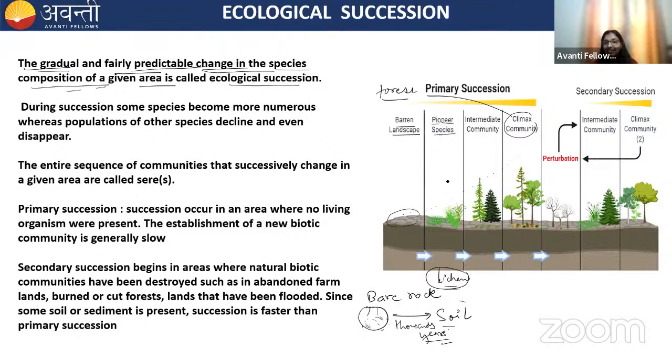After the pioneer species, there's an intermediate community. The last one is the climax community, which is the stable community. These intermediate communities are also known as the serial community, and we also call it the transitional community. And this entire sequence, which includes the pioneer community, the intermediate or transitional or serial community, and the climax community, we call it a sere.